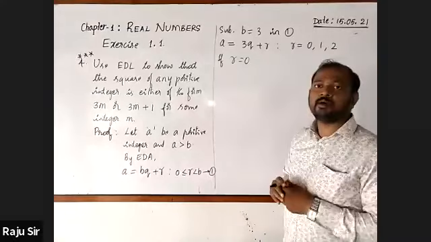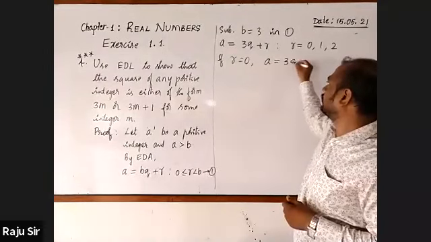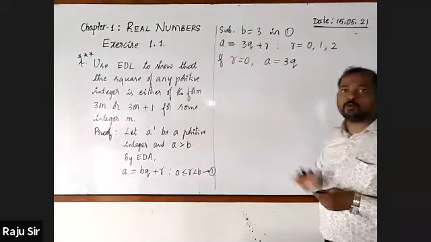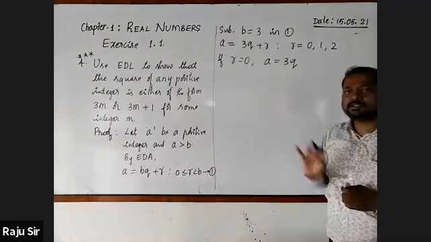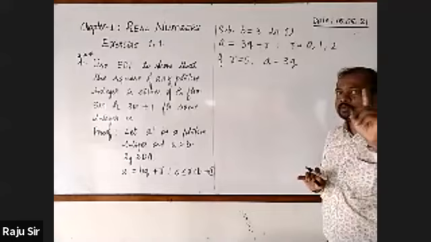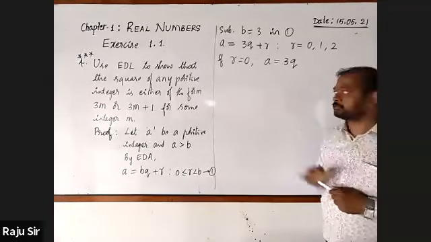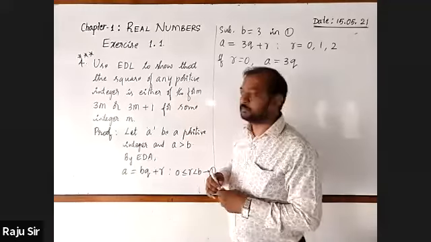Let us take 0 in place of R. If R equal to 0, then A equal to 3Q plus 0, nothing but just 3Q. Dear students, please stop writing. Just listen to me carefully. Now go through the statement.